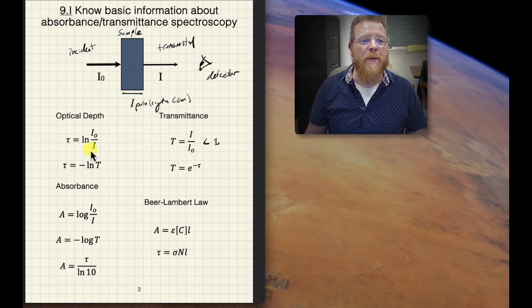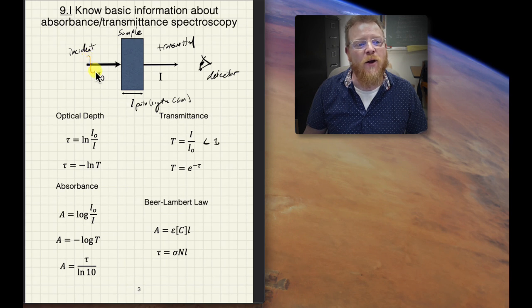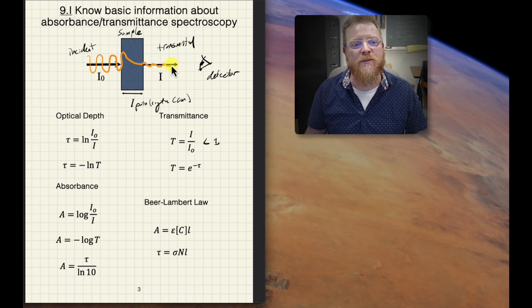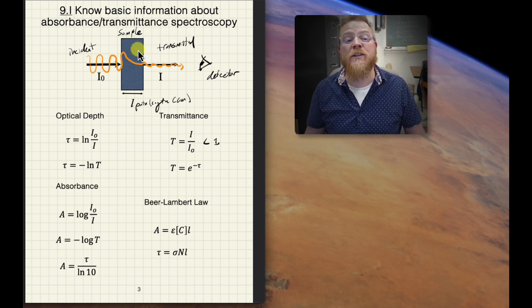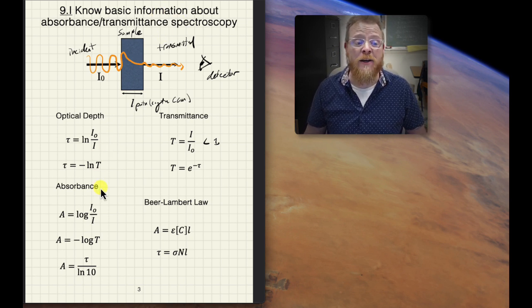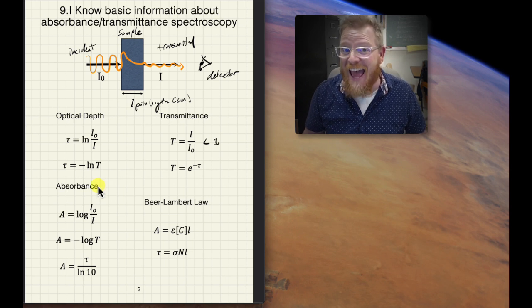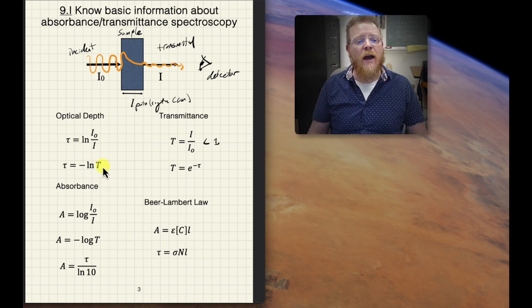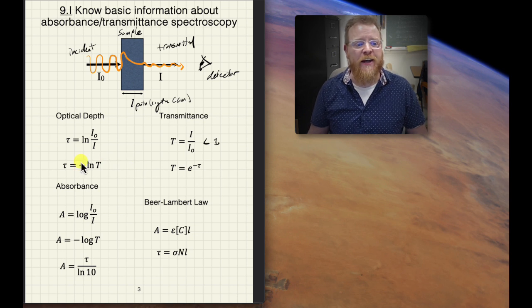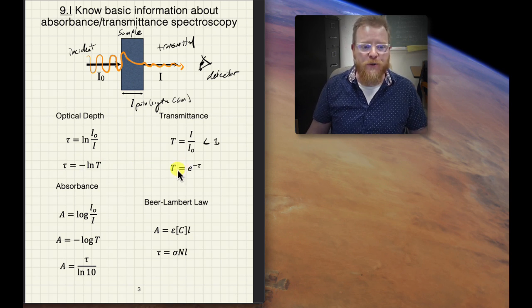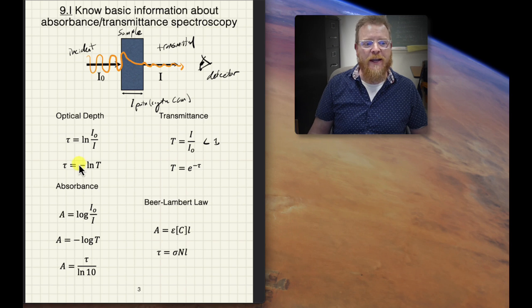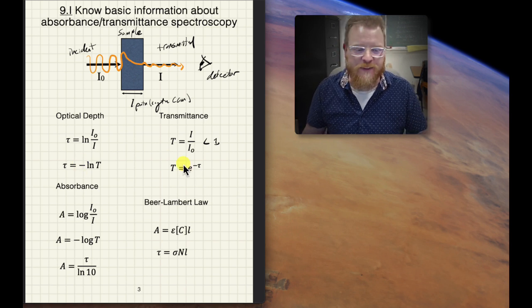Now, what's important to note about this natural log is if we were to look at the beam intensity coming in, as it goes through the sample, it decays exponentially and comes out at a smaller intensity. So it is more appropriate to describe this as a natural log as opposed to a base 10 log. So now you can see these two equations here can interconvert optical depth to transmittance, and because they're related from natural log to e, they have that opposite relationship.